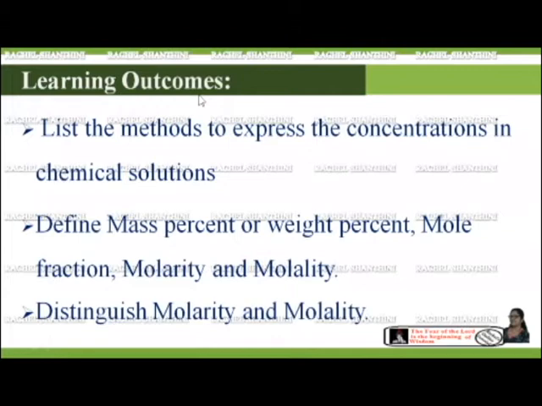Learning outcomes. Students, at the end of this session 1.11, you will be able to list the methods to express the concentrations in chemical solutions, define mass percentage or weight percentage, mole fraction, molarity, and molality, and you will be able to distinguish the difference between molarity and molality.